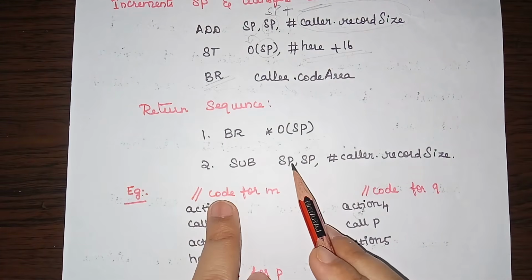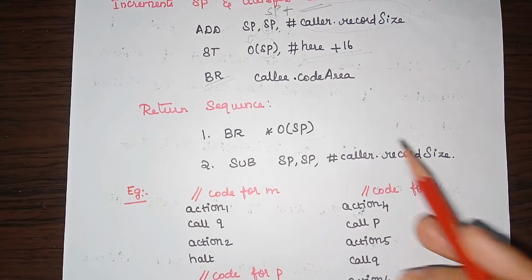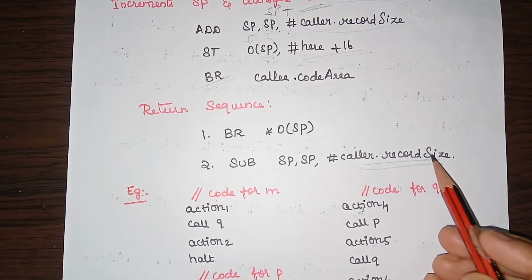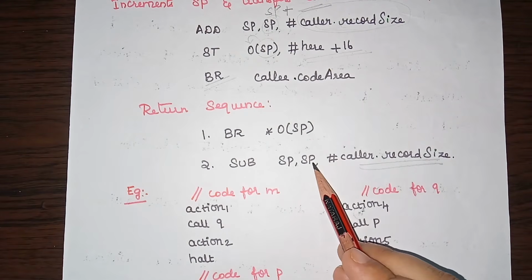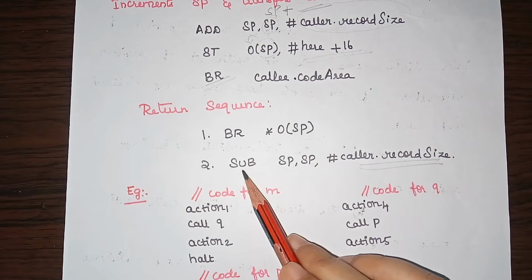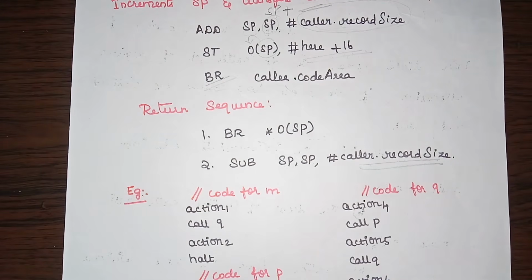So we are decrementing the stack pointer, and the stack pointer value is decremented based on the size of the record. Okay, so based on the size of the record, the value of the stack pointer gets decremented. For that purpose we are using this statement: sub sp comma sp hash caller dot record size. So this will decrement the stack pointer.